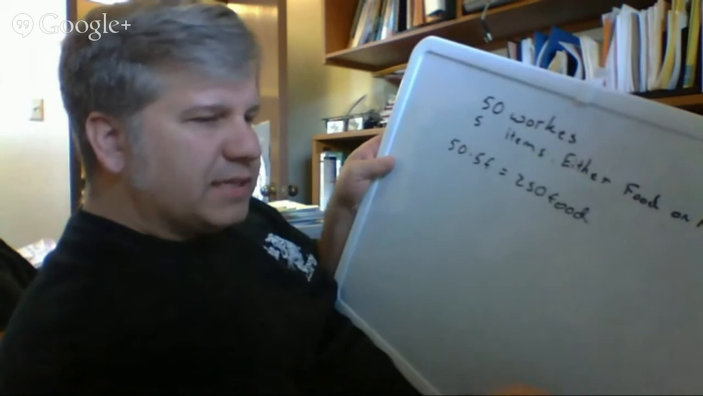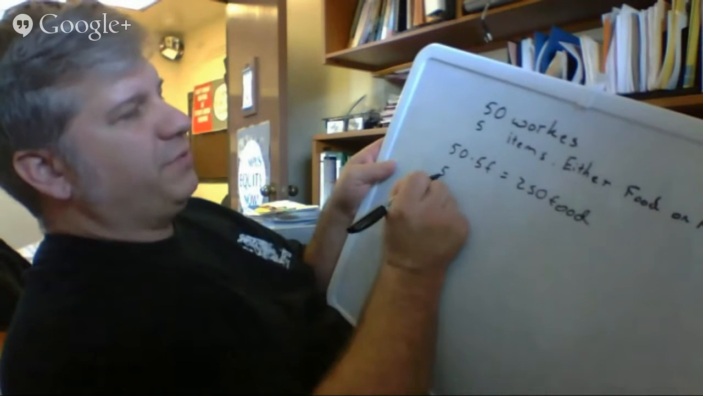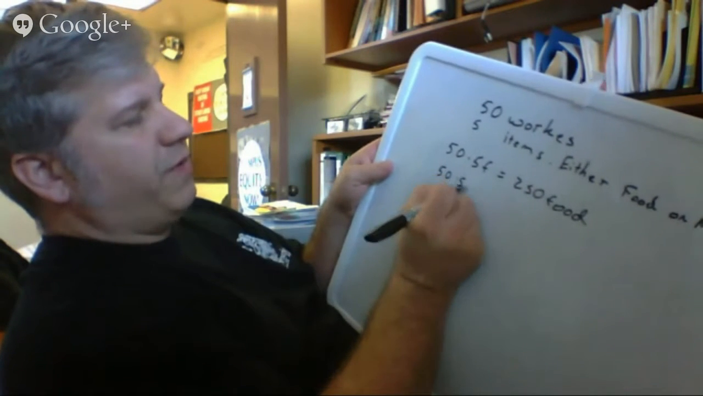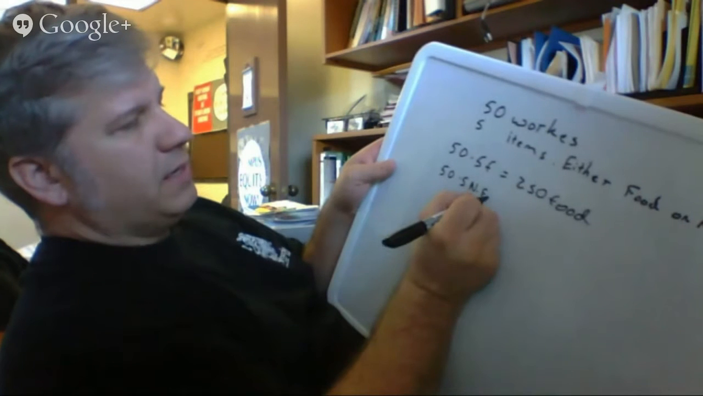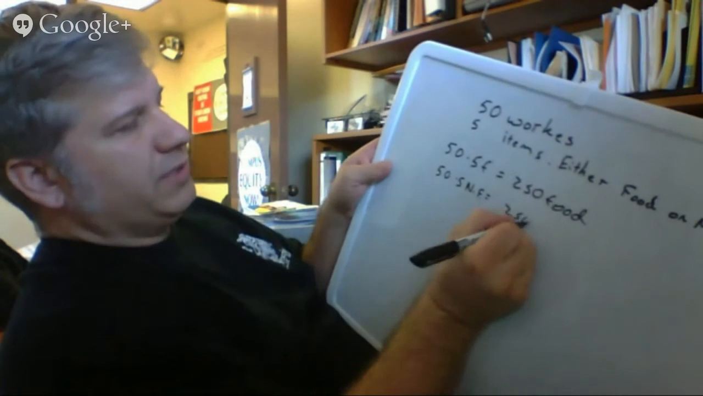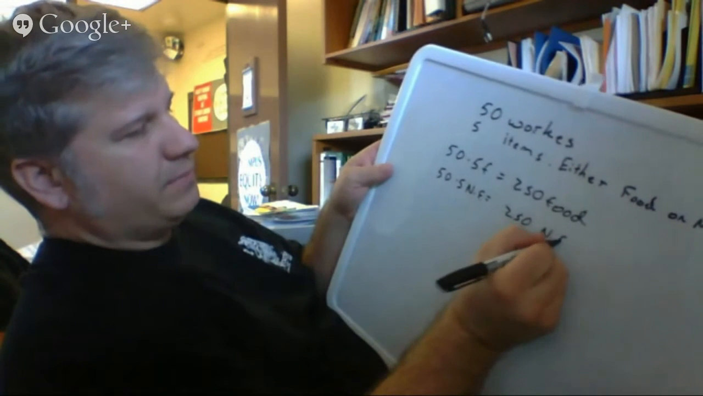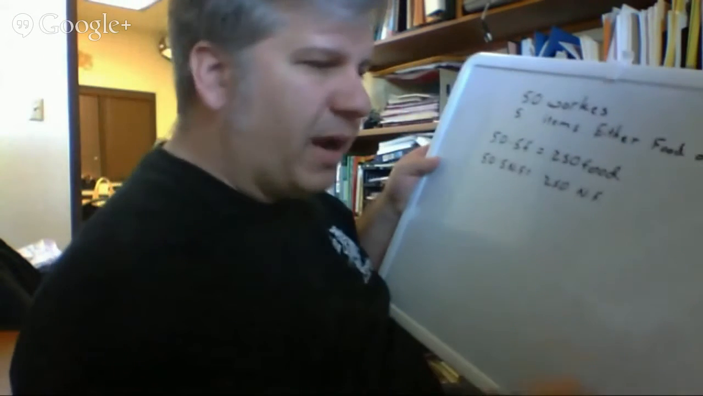Then the next problem says, how many non-food items? Well, now it's 50 times 5 non-food items equals 250, once again, non-food items. Now, the problem's fairly simple.